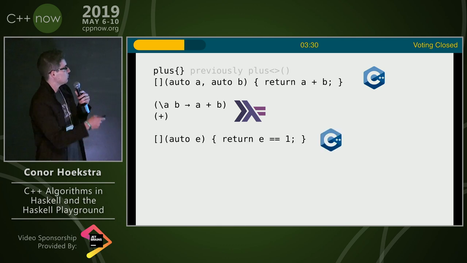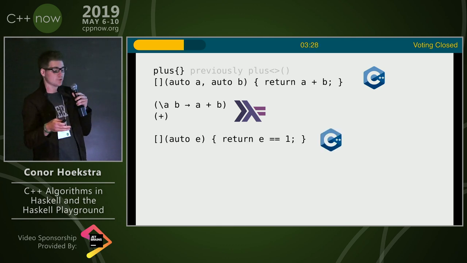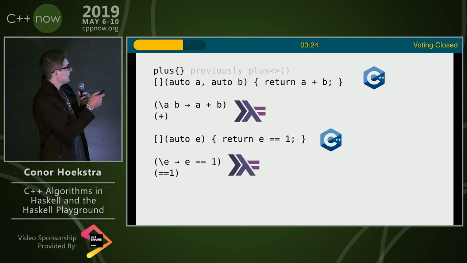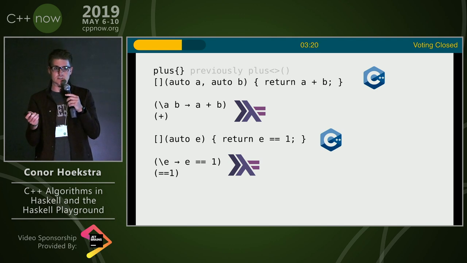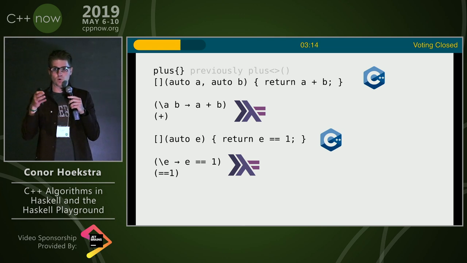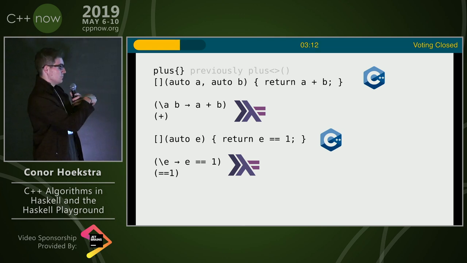Another example, if you want a predicate in the form of a lambda that returns true if your element is equal to 1, you'd do it like this in C++. In Haskell, you do it like this. So once again, first line is a lambda, the second line is a section. Note that the first section we saw was a binary operator. The second section is a unary operator because we bound the value 1 to our section that implements the equality operator.